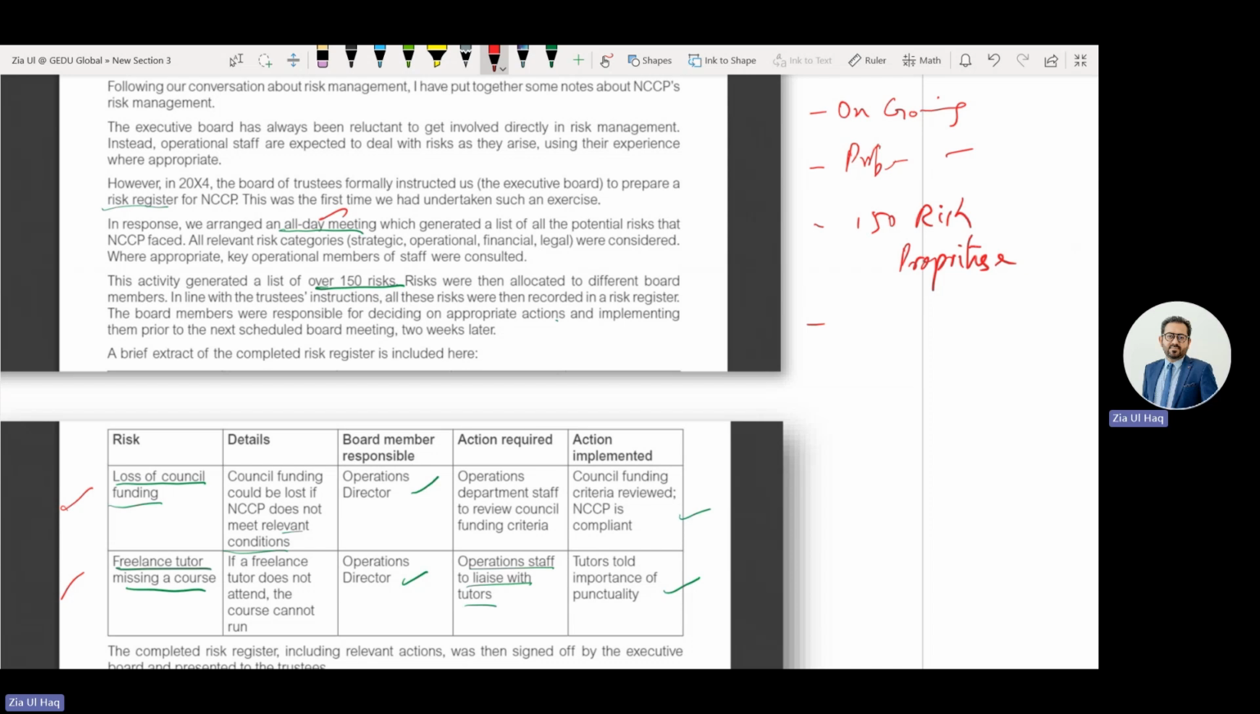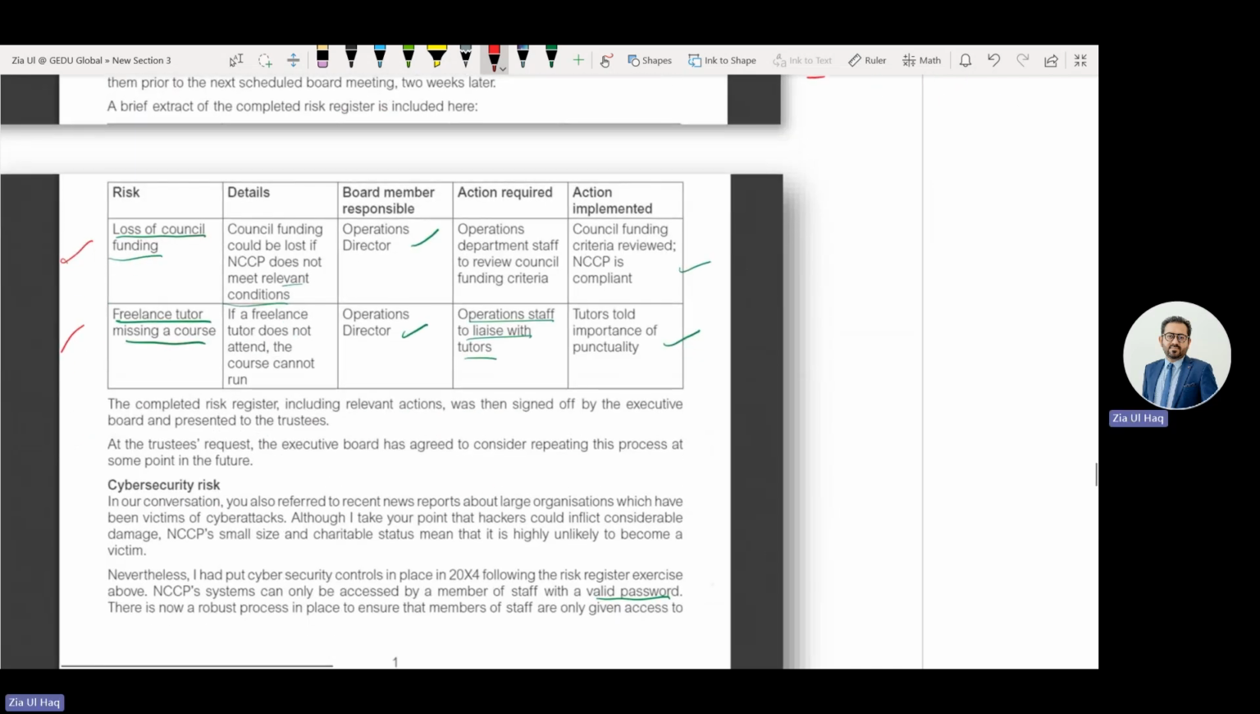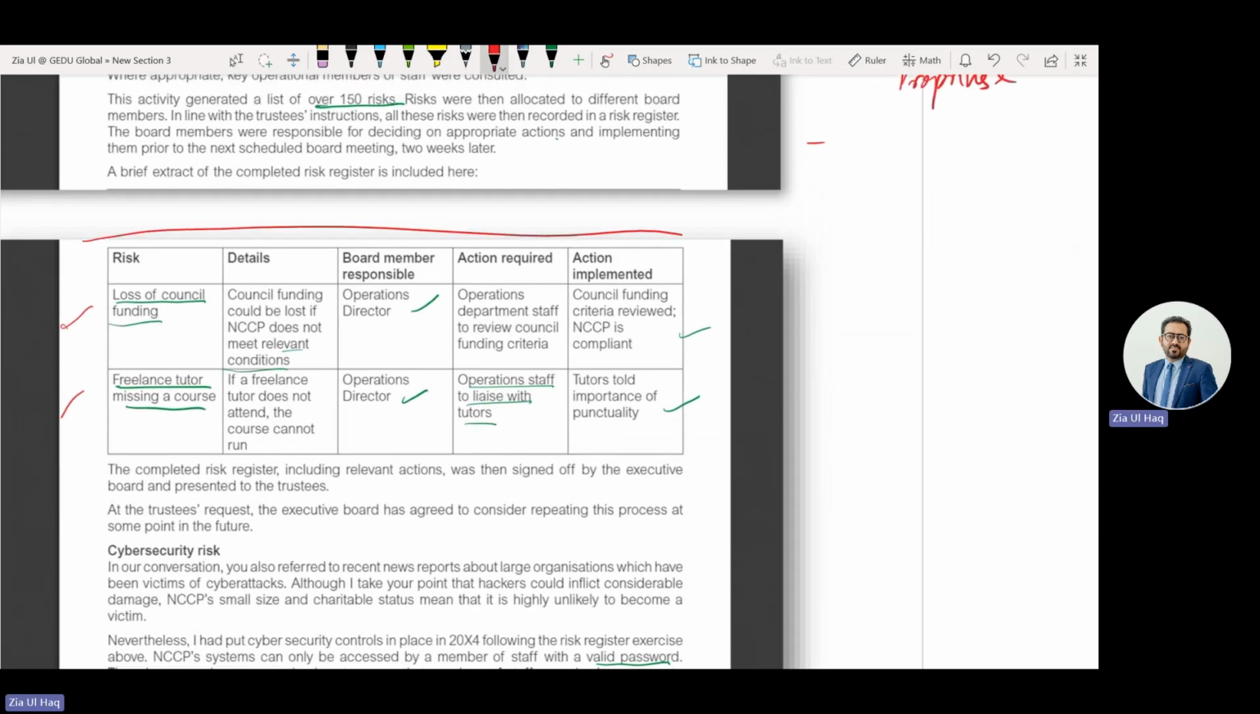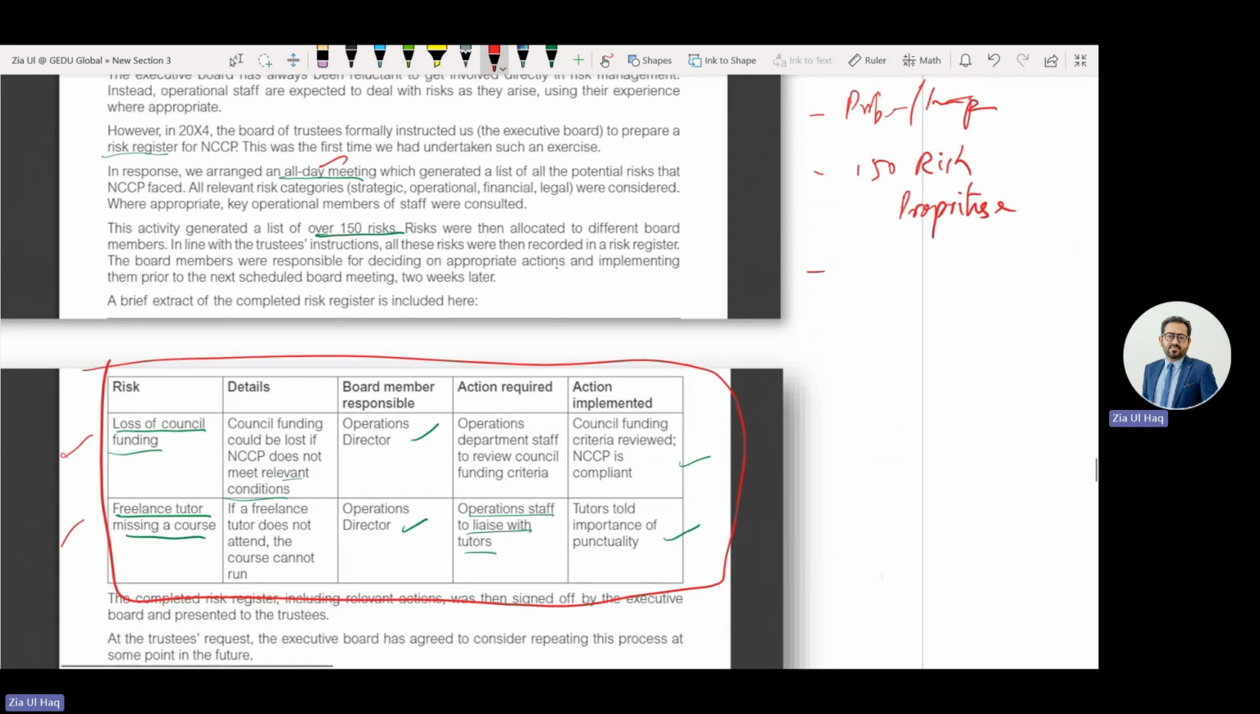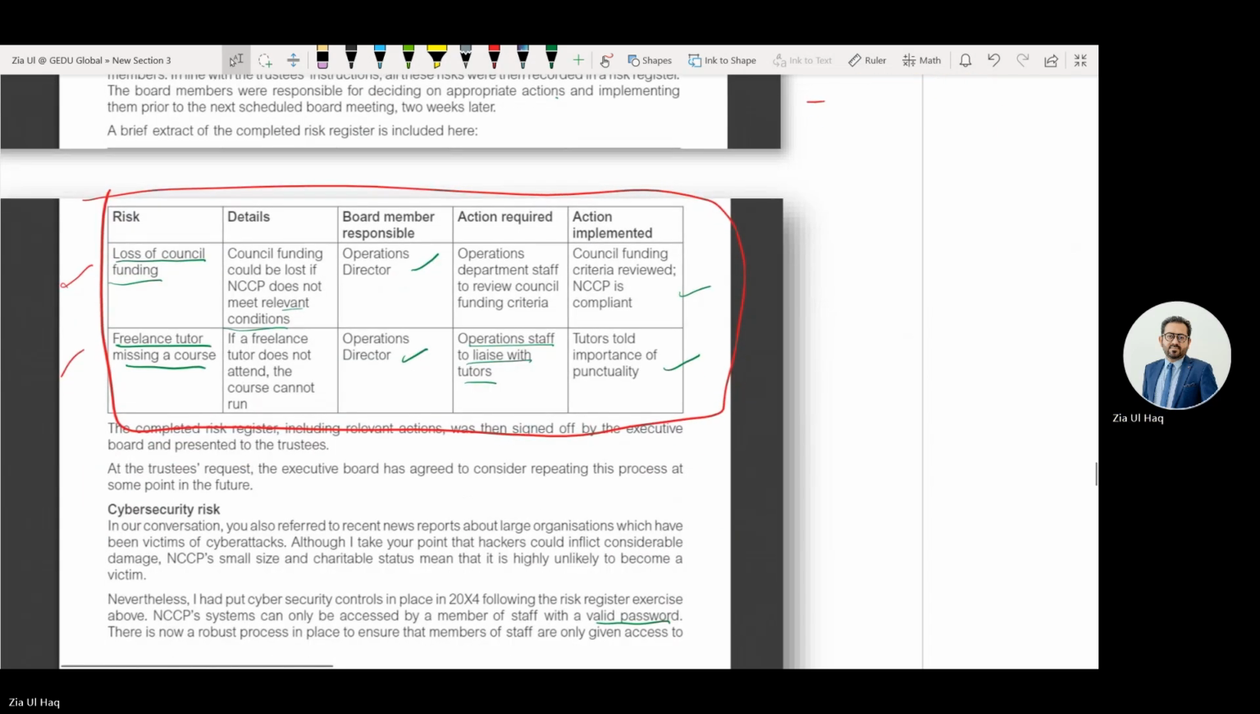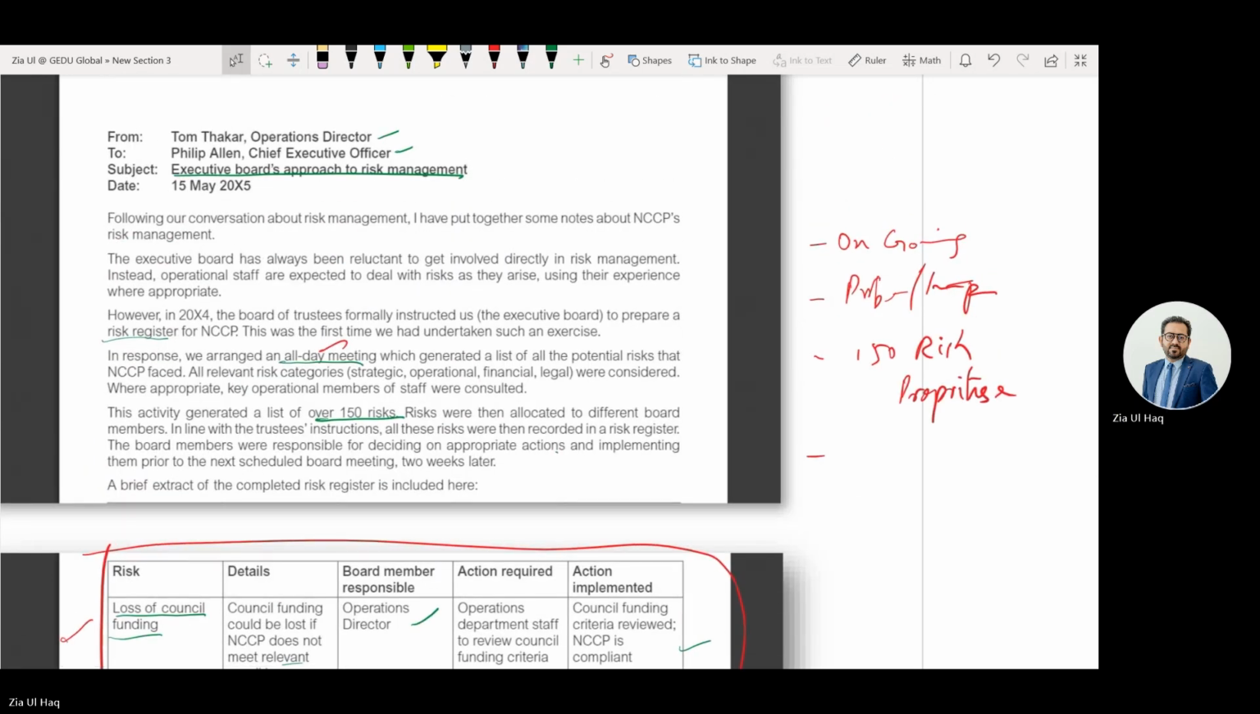What else can we discuss about this risk management? They are treating it as a one-off event, they haven't considered probability and impact, and they have failed to prioritize the 150 risks. What else? In the risk register, they have stated these columns. In these columns, there must be one column relating to the probability and impact of risk as well. What else can we discuss?